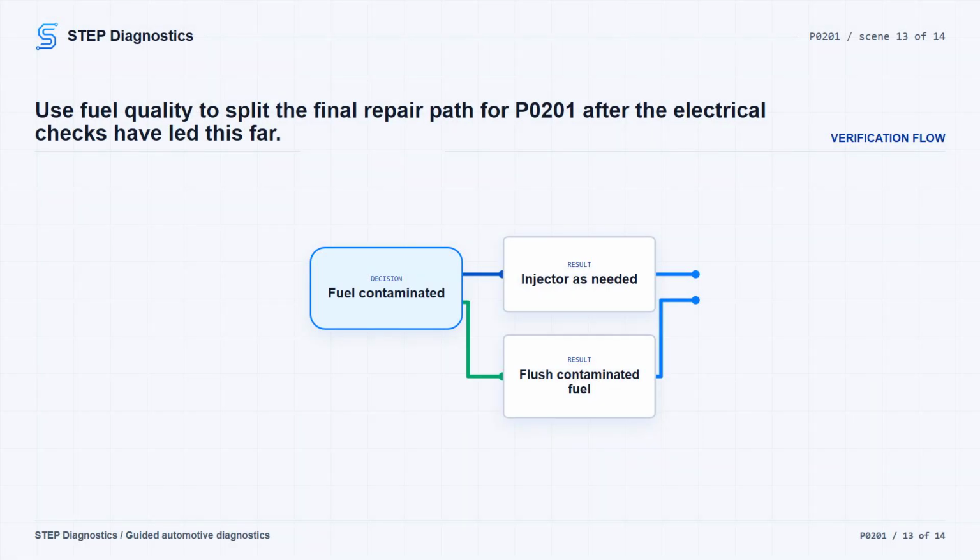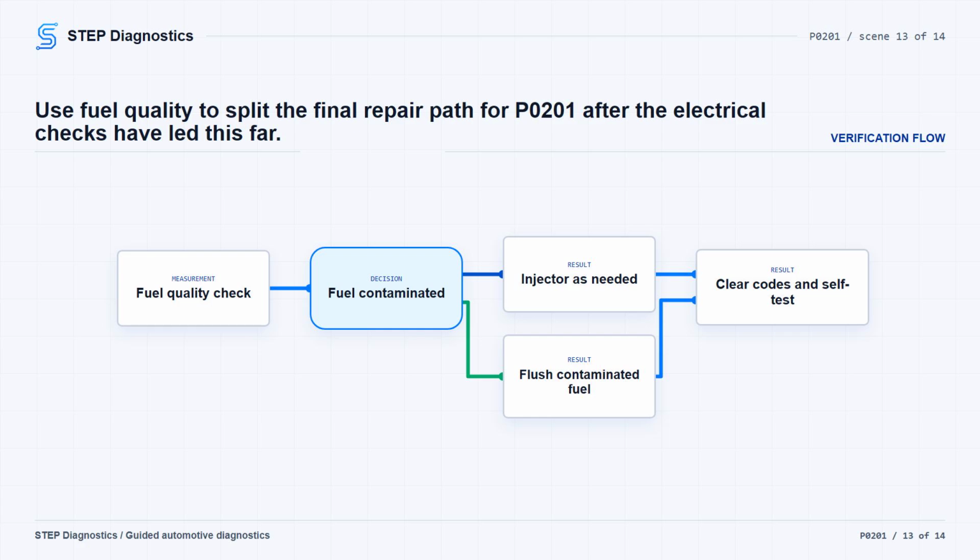If the electrical checks have led you this far, check the fuel for contamination and carry out the fuel quality check. If the fuel is contaminated, carry out the diesel fuel system contamination repair and flushing process. Then clear the PCM codes and repeat the self-test. If the fuel is not contaminated, the P0201 path ends with installing a new fuel injector, as necessary, then clearing the PCM codes and repeating the self-test.